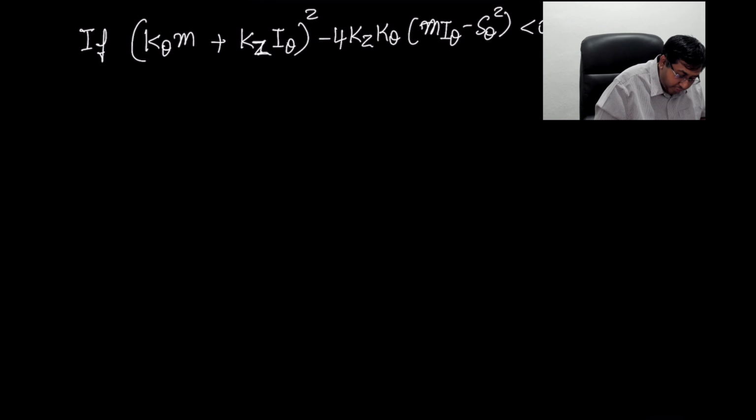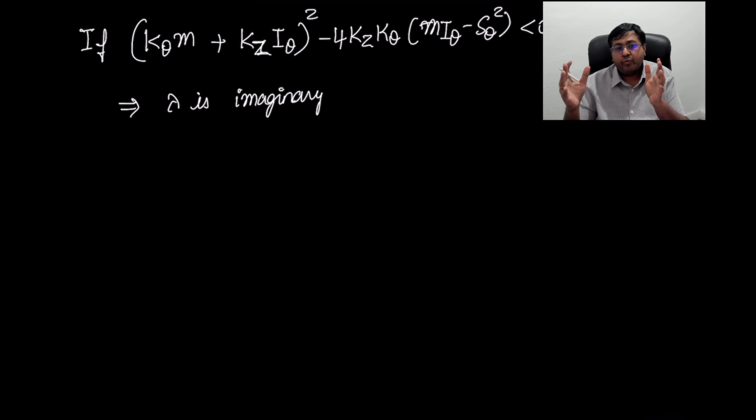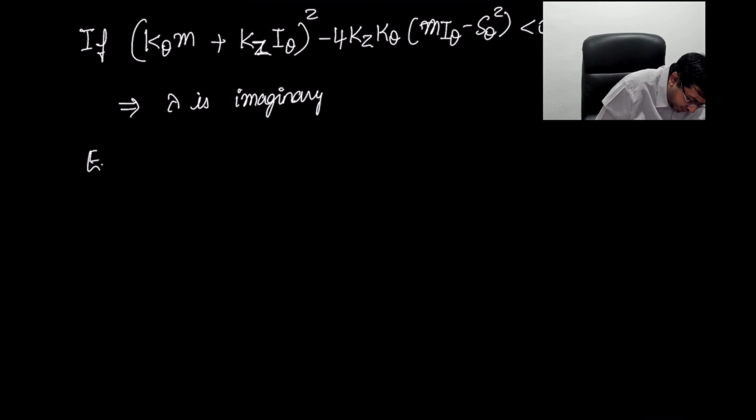If this is the case, then that would imply that lambda is imaginary. Remember that this was below the square root, which means the square root of a negative number will lead to an imaginary situation. We don't know that yet. We want to prove if this could be the case. If this is the case, then this is what's going to happen. So let's expand and rewrite the above term.